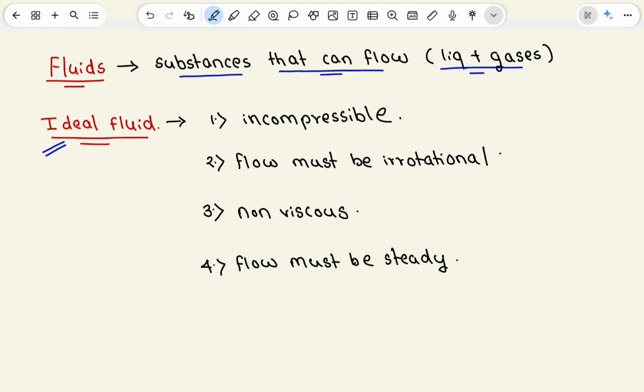So, to be an ideal fluid, the fluid must be incompressible. It must have an irrotational flow. The fluid must be non-viscous, and the flow of the fluid must be steady. So these are the four properties that must be satisfied for a fluid to be called an ideal fluid. Now let us understand what these properties actually mean in detail.